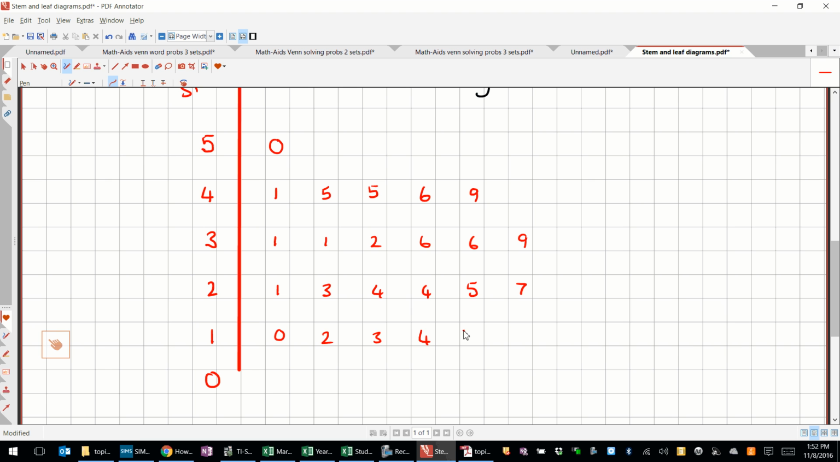I agree. There's one more too. There's one too many 7s. No, there's 3 7s. Imogen? 6, 7, 8. Okay, so we've got our stem and leaf diagram.